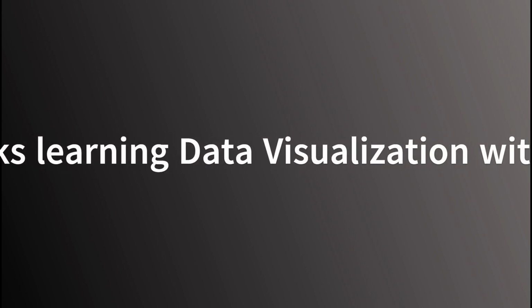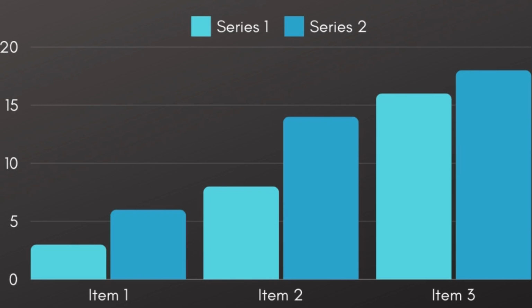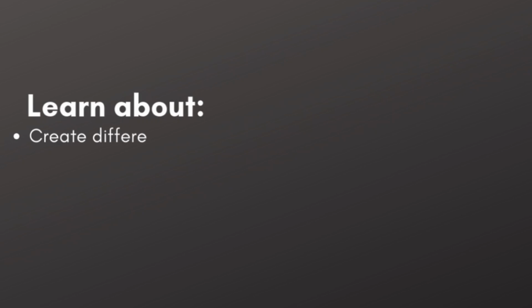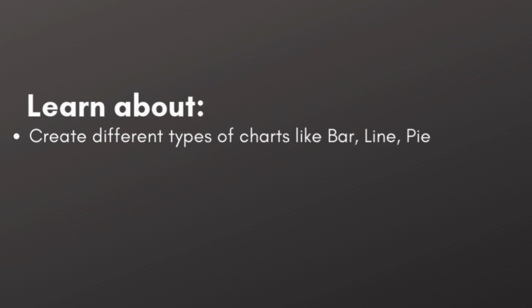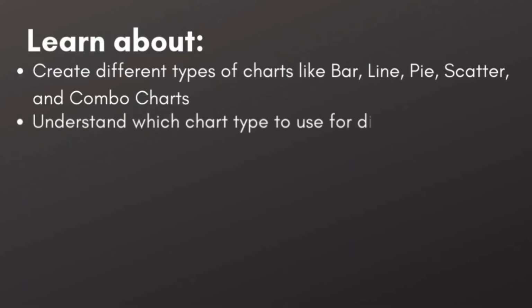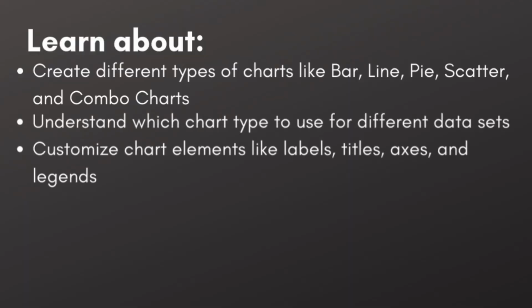Next is to dedicate 2 to 3 weeks learning data visualization with charts. This means that you'll learn how to create clear and effective visualizations using Excel's charting tools. Visualizations are key to presenting your findings in a clear and impactful way. So at this stage, you'll learn things like creating different types of charts like your bar chart, the line chart, pie chart, the scatter graph, combo charts. You'll also learn how to pick the right kind of charts for different data sets.